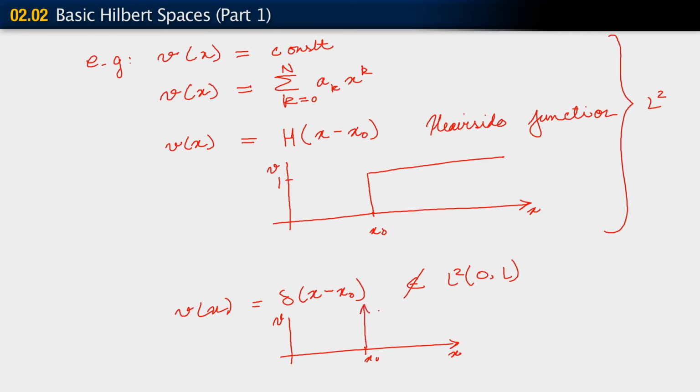Okay? That does not belong to L2. And why does it not belong to L2? For it to belong to L2, you need to be able to square v and integrate it. But the square of a delta function is vacuous, right? It's meaningless. It's not even defined. So the function does not belong in L2.